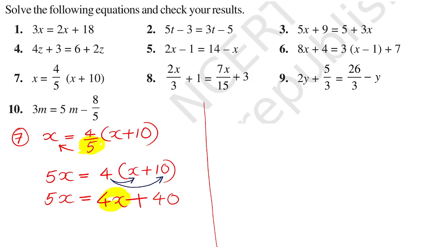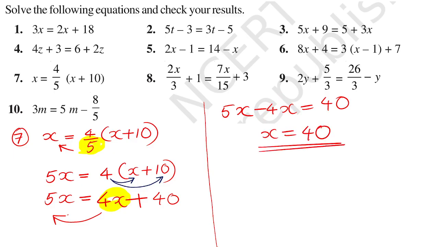Now what can be done next? The variable can be taken to the left side. Nidhi Bijikumar, you got the answer. Yes, your answer is correct. 5x, 4x becomes minus 4x on the left side, equal to 40. 5x minus 4x is x, right? So x equal to 40 is the answer.